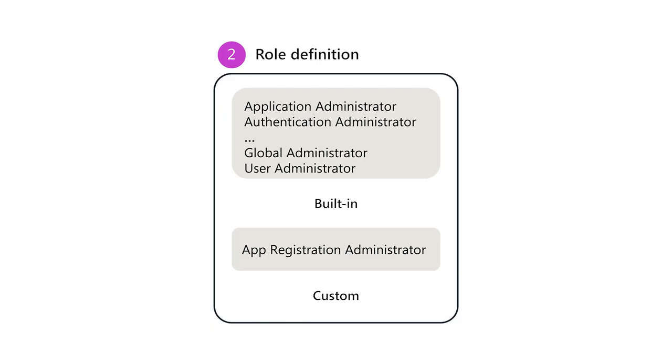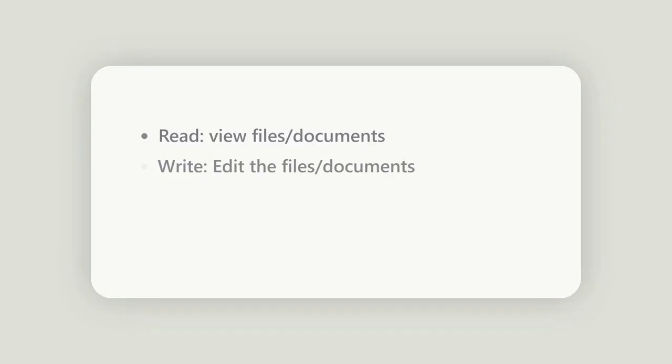Next, a role definition is a collection of permissions. It is also sometimes referred to as a role. A role definition lists the actions that can be performed, such as read, write, and delete. Azure includes several built-in roles that you can use. For example, the reader role grants read-only access to resources, while the contributor role grants read and write access, but not the ability to grant access to others.